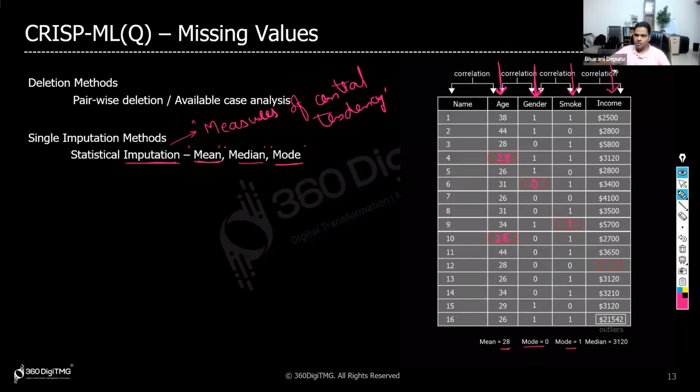Then say you have another column called income. Out of all these income values, if you observe here, you have a number which is very different, or very large in comparison to the other values. If you have a value which is extremely large compared to the other values, then this would be called an outlier.